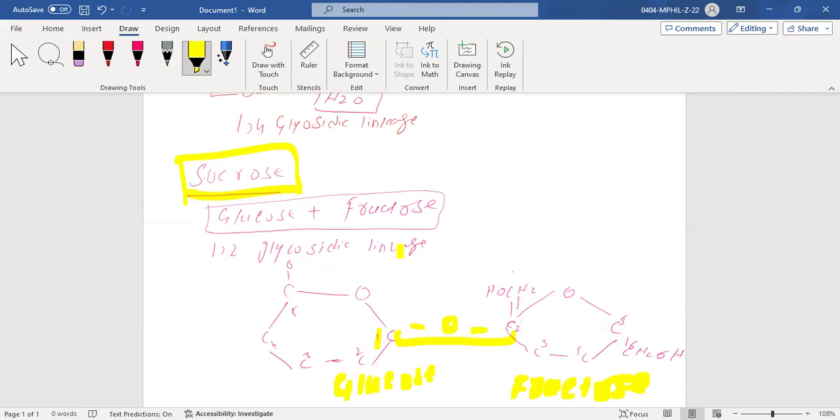Do you have copy and pen with you or not? Keep your copy and pen with you. This is how it will be easy for you.